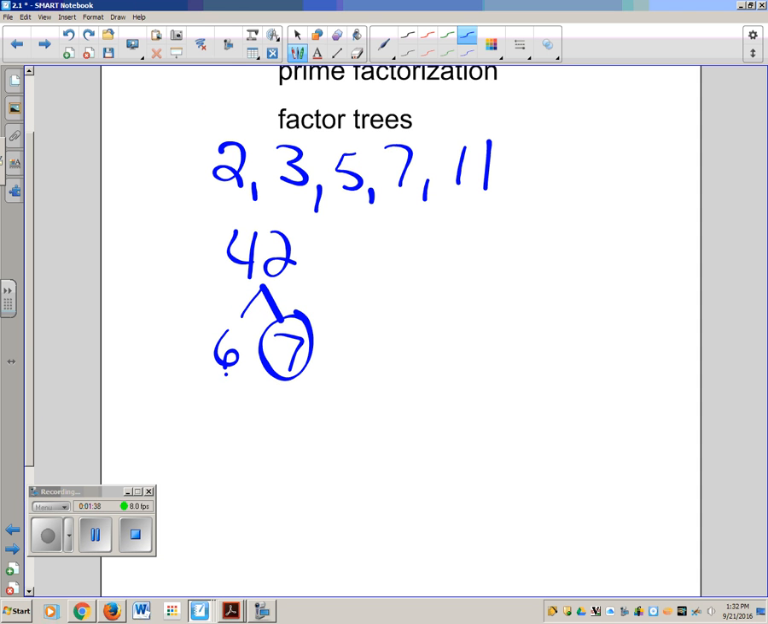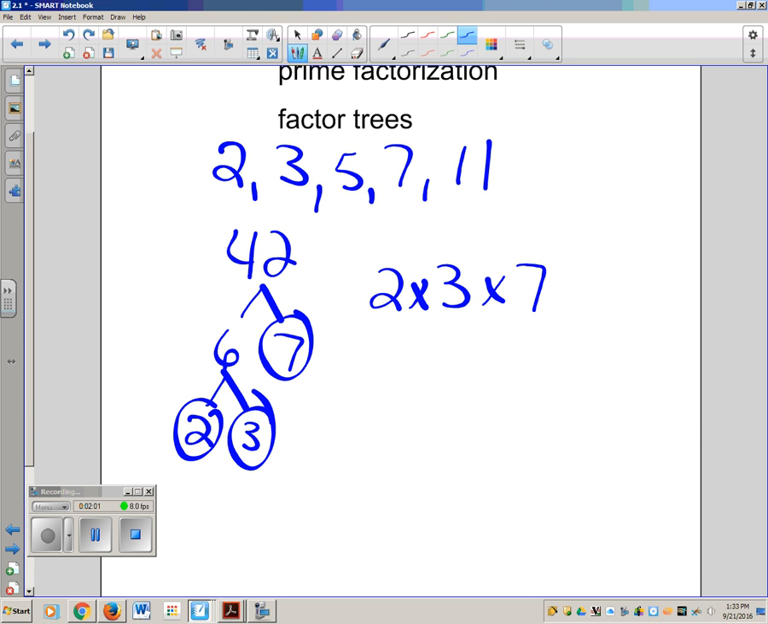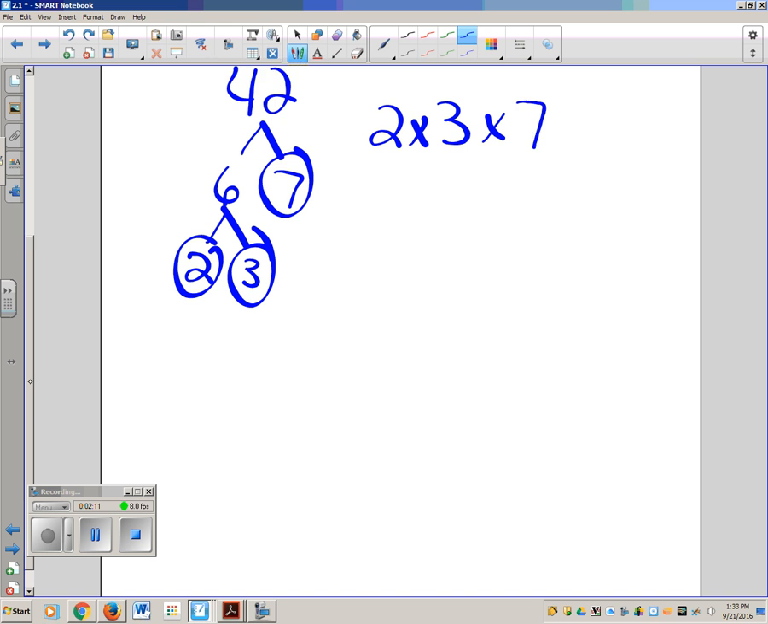6 is composite, so we need to keep going. Put branches under that. Lily, I need factors of 6. 3 times what? Okay. 2 and 3. Both of those are prime. Circle them, and you're done. The only thing you need to do now is rewrite it. 2 times 3 times 7. That's the prime factorization of 42 using a factor tree. You've done this.